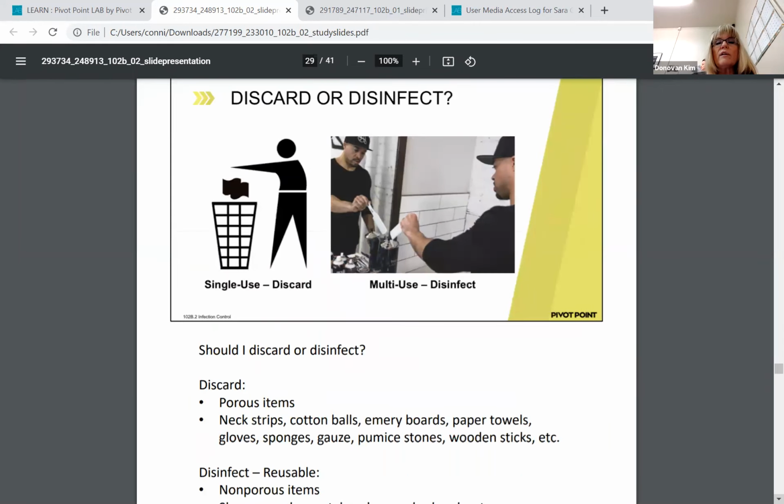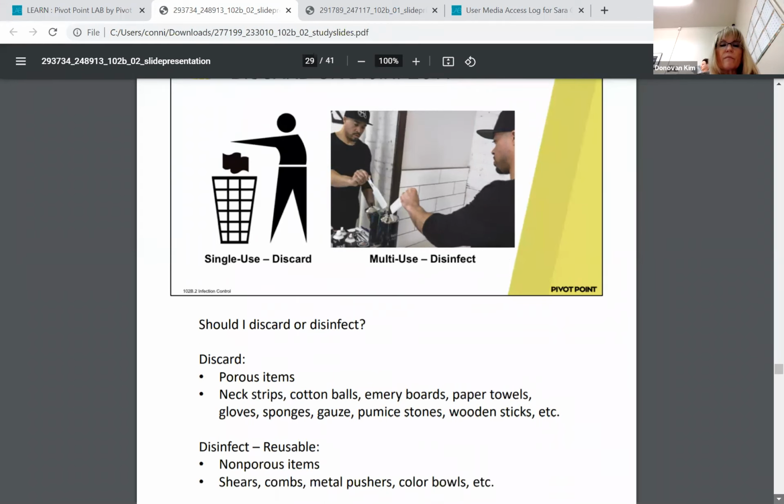So should you discard it or should you disinfect it? Anything that is porous or it's a single use, you discard, right? Neck strips, cotton balls, wooden sticks, things like that. Anything that is porous goes in the trash.